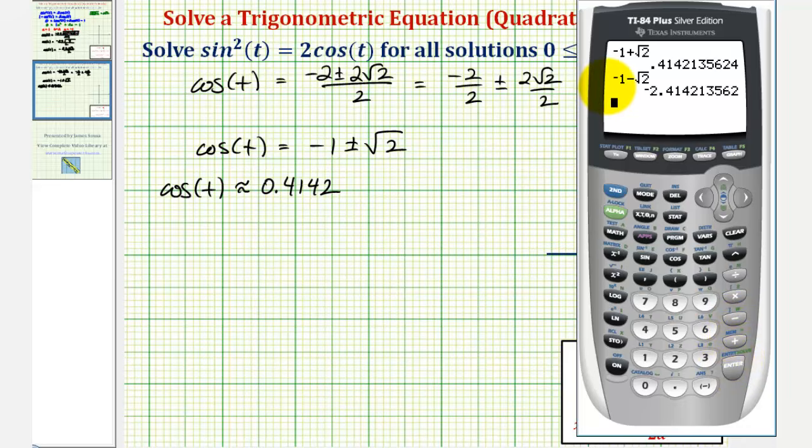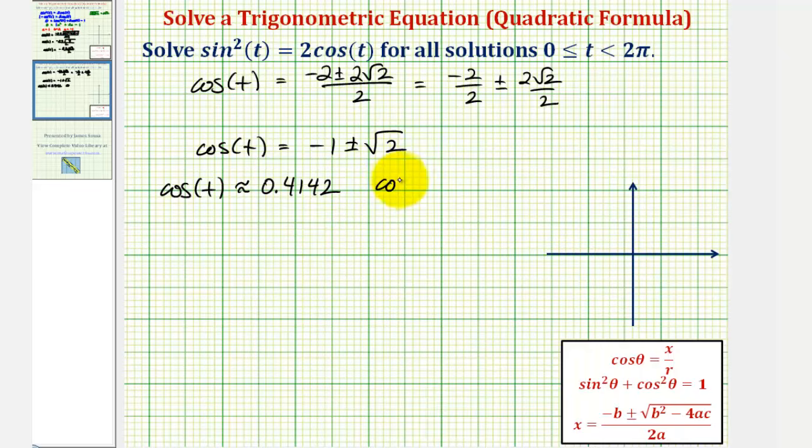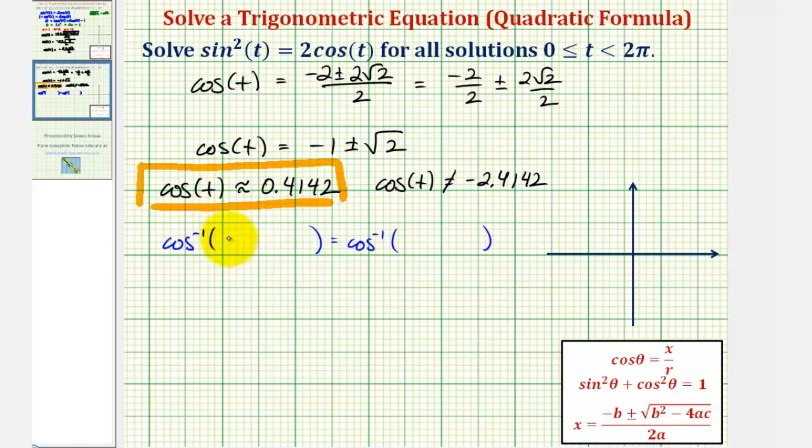Remember, the cosine function can only return a value from negative 1 to positive 1. It'll never have a value of negative 2.4142, and therefore this will not give us an angle that solves our equation. But let's write this down anyway. We would have cosine t equals negative 2.4142, which can never be true. So now we'll focus on determining the angles over this interval where cosine t is approximately 0.4142. So to solve this for t, we can take arc cosine or inverse cosine on both sides of the equation.